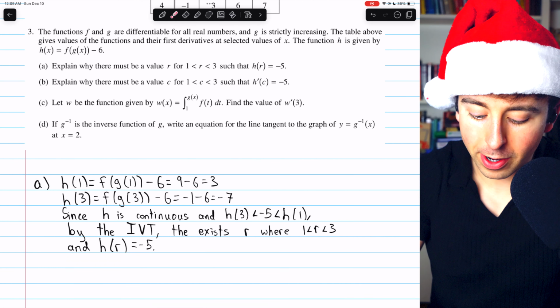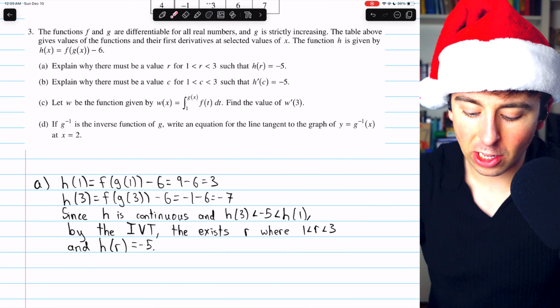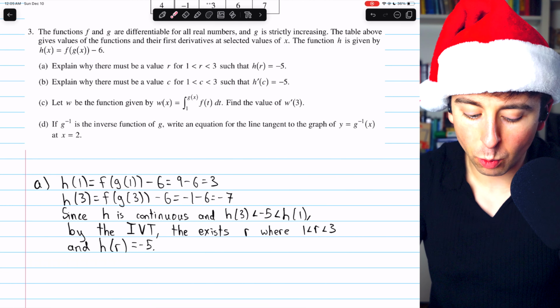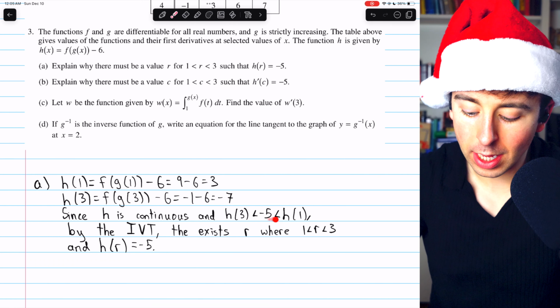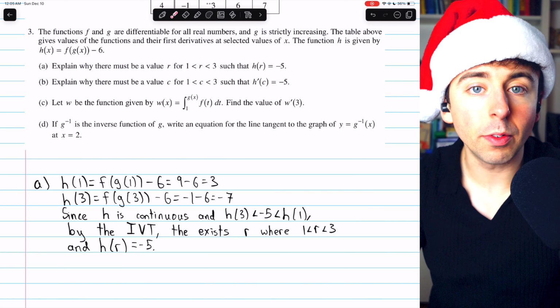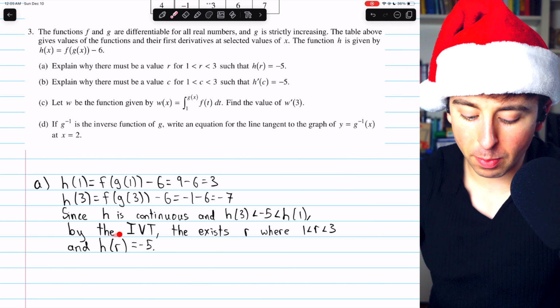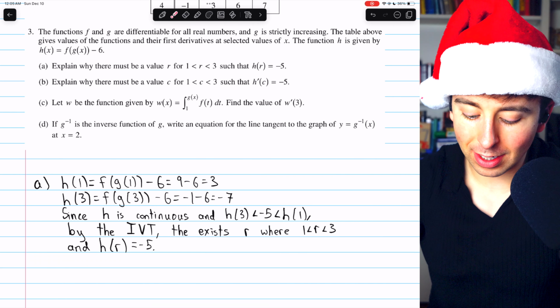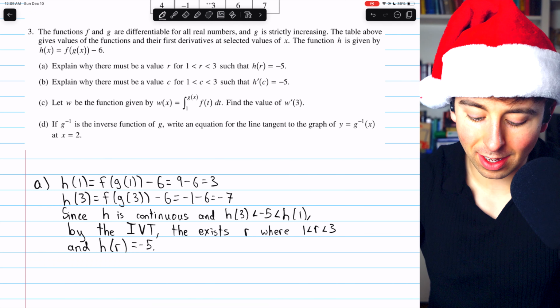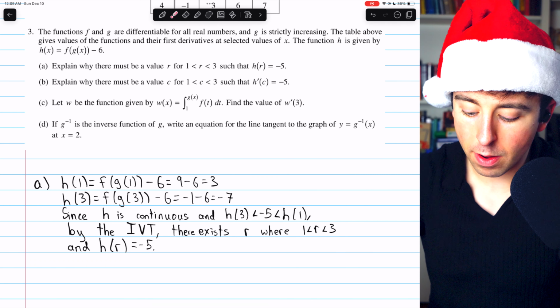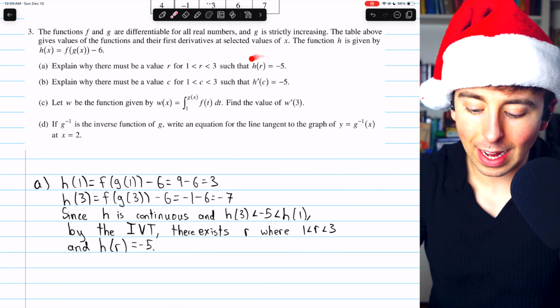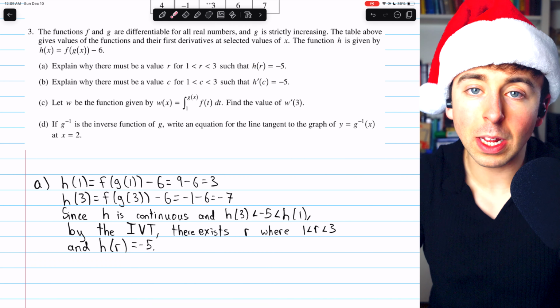And so there is our conclusion. Since h is continuous and h of 3, which we found was -7, is less than -5, which is less than h of 1, which we found to be 3, by the intermediate value theorem, there exists a number r between 1 and 3 so that h of r is equal to -5.